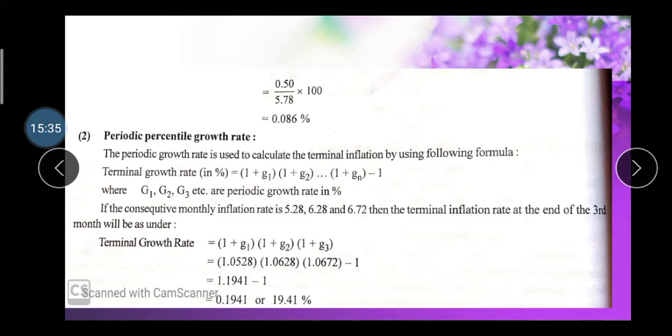Okay. Then 1.0628, 1.0672 minus 1. So 1.1941 minus 1, so you will get 0.1941. So 19.41 is the periodic percentile growth rate. It means that subsequently you can see how much growth comes in the first month, the second month, the third month, so you can easily find out what the growth rate will be in the next month.